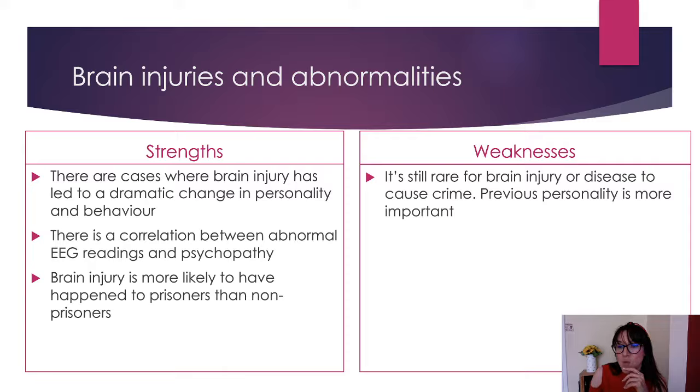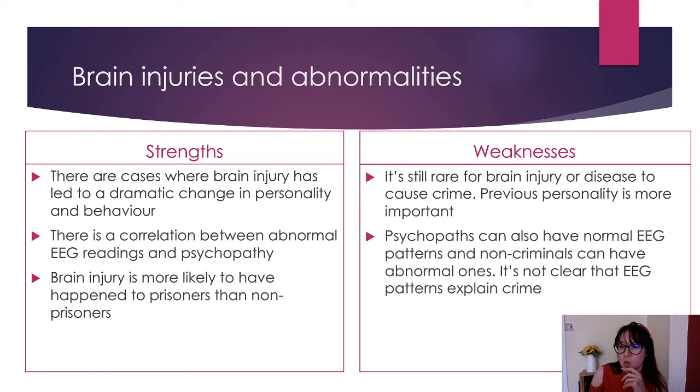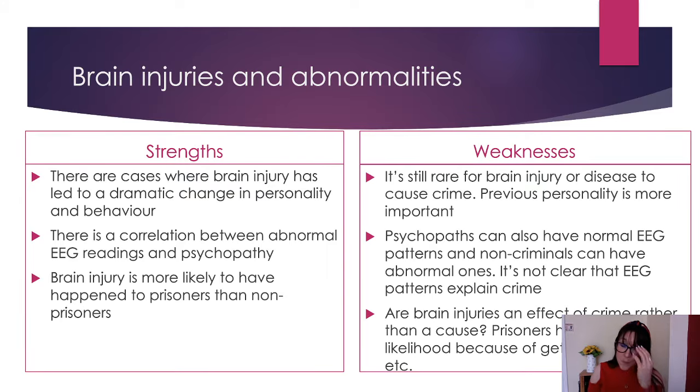However, it's still rare for brain injury or disease to cause crime. Previous personality is more important. Psychopaths can also have normal EEG patterns, and non-criminals can have abnormal ones. It's not clear that EEG patterns explain crime. And also, are brain injuries an effect of crime rather than a cause? So prisoners have a higher likelihood because of getting into fights, etc. So prisoners are more likely to have brain damage, but that's because they scrap a lot in prison, not because they had it when they actually did the crime in the first place.